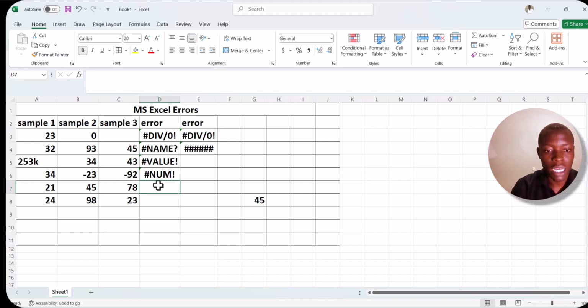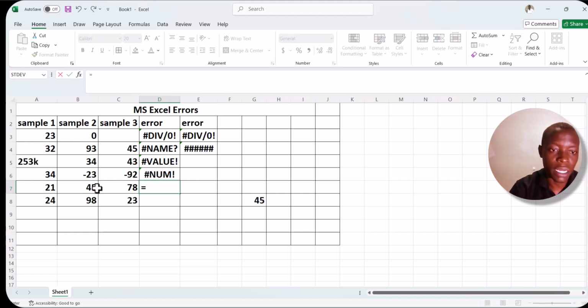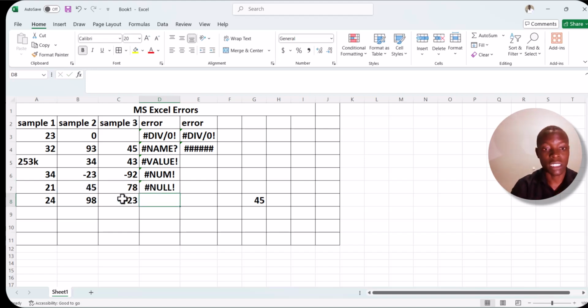Now the next one we are going to look at is #NULL. How does #NULL come about? #NULL comes about in case we forget to put an operator. Let's say we wanted to sum up these two numbers, this one and this, but we forgot to put a plus sign. So when you enter, you get #NULL.